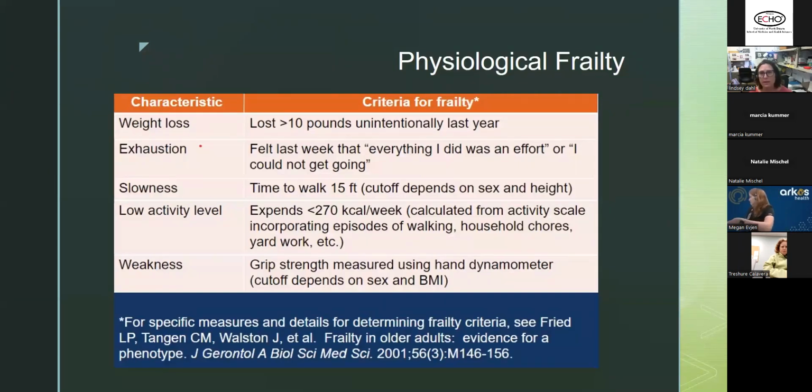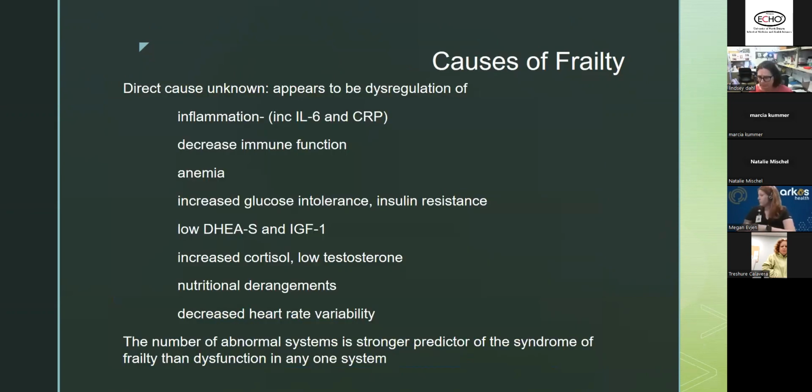Frailty was originally defined back in the early 2000s by Fried. And this is how she defined it: a loss of 10 pounds unintentionally in the last year; a feeling of exhaustion, everything I do is an effort, I couldn't get going; slowness, so slow gait speed; low activity level and decreased energy expenditure; and weakness, defined as grip strength back then. Since that time, there's been tons of studies done on frailty and lots of different ways to diagnose it. And we'll talk about some of those coming up.